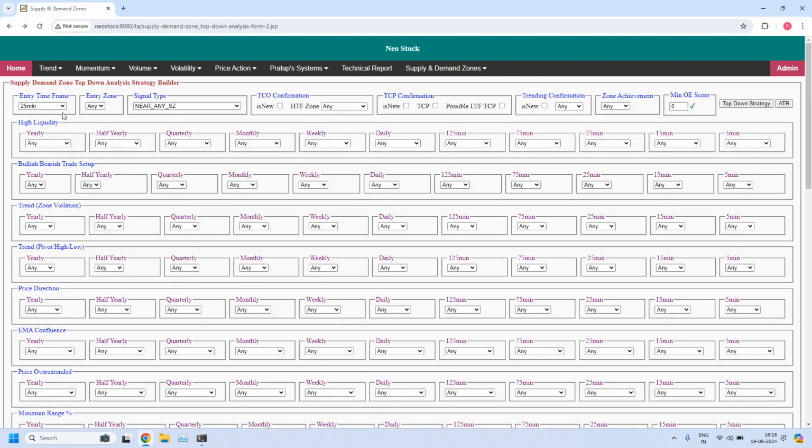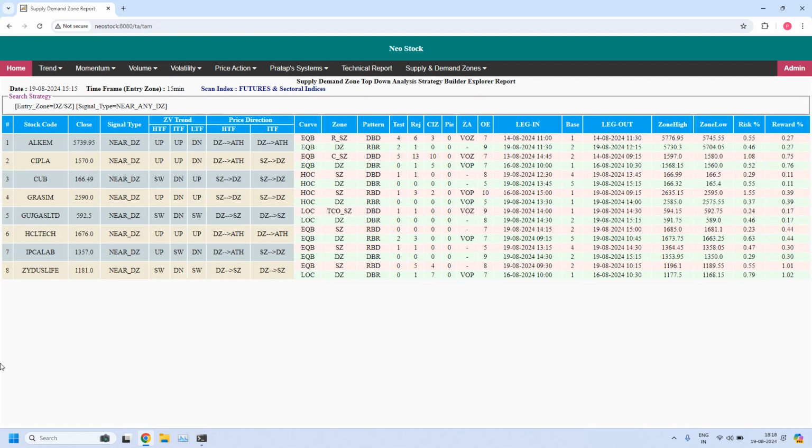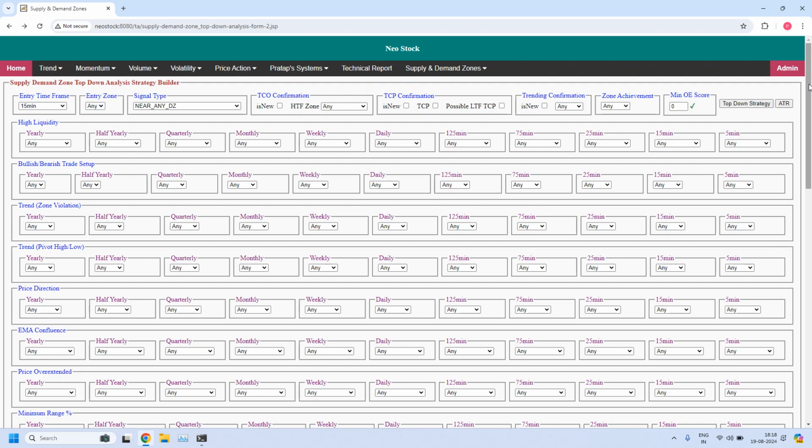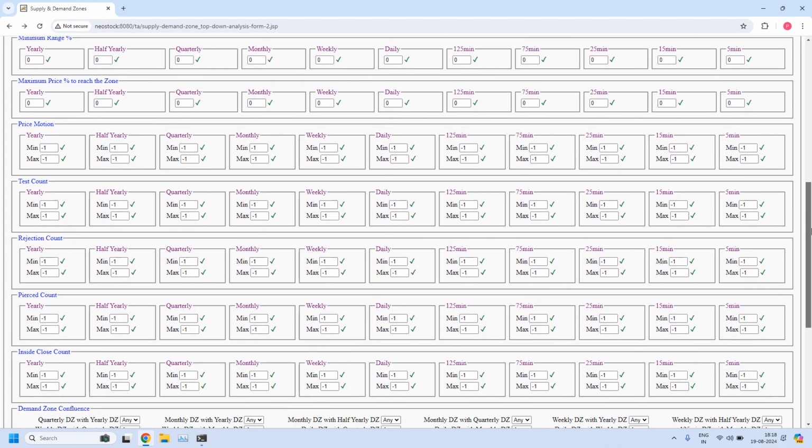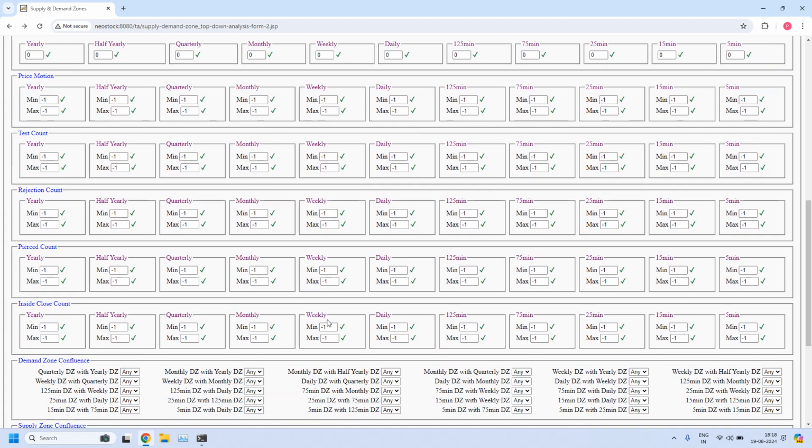So the next time frame is 15 minutes. Let us find the stocks near the 15 minutes demand zone. 8 stocks are filtered near the 15 minutes demand zone. So let us verify how many of these stocks are having confluence with the 75 minutes time frame, that is ITF confluence. 15 minutes demand zone confluence with 75 minutes demand zone confluence.